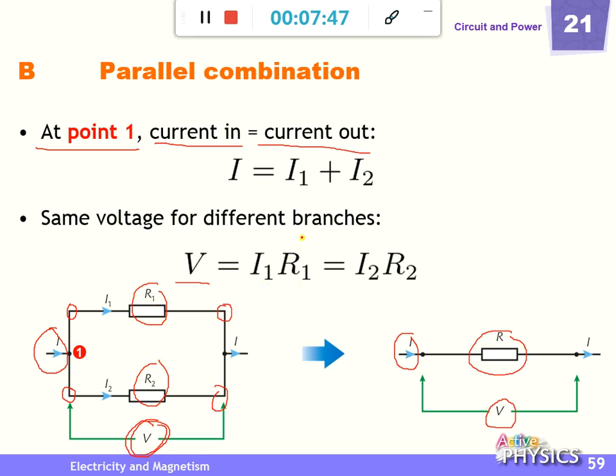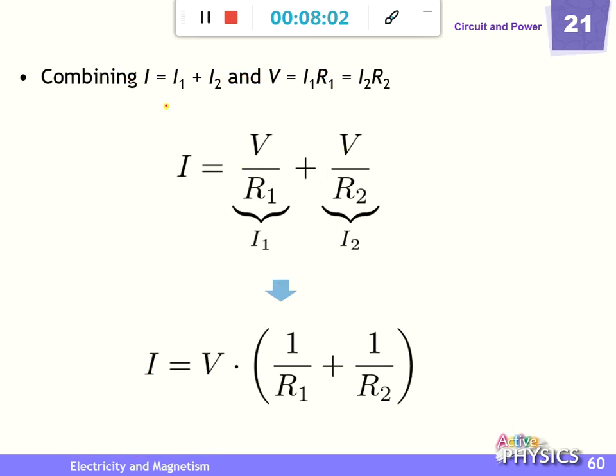So here, for the different branches, they will have the same potential difference. For the first path, I1 R1. For the second path, it will be I2 R2. Now, using this relationship, total input current should be equal to the total output current. And then we arrange the term I1 using this relationship.